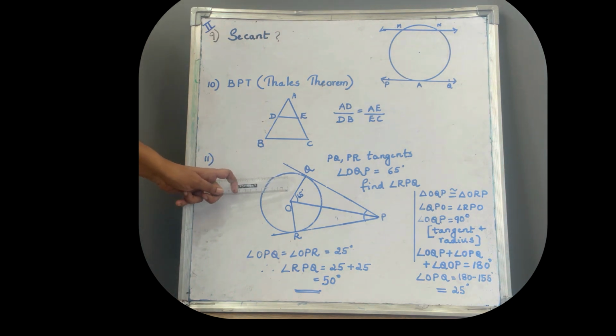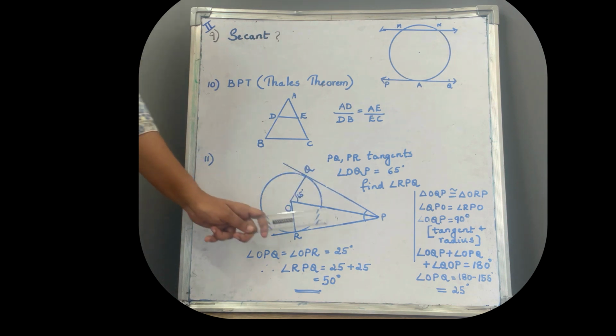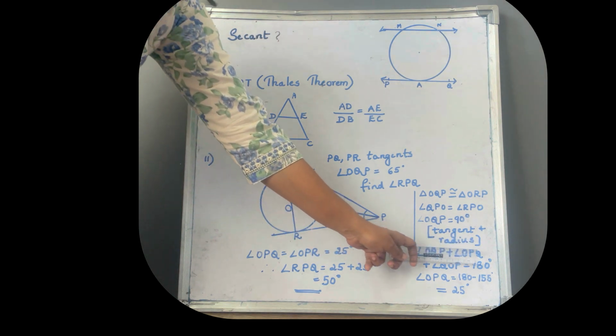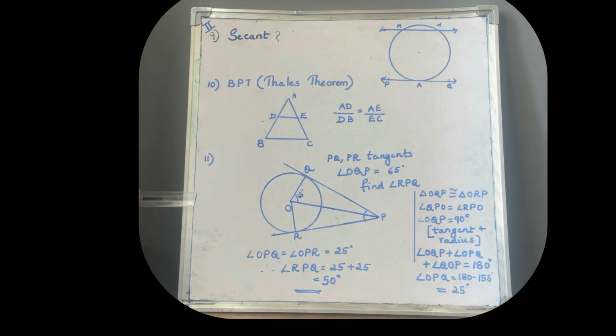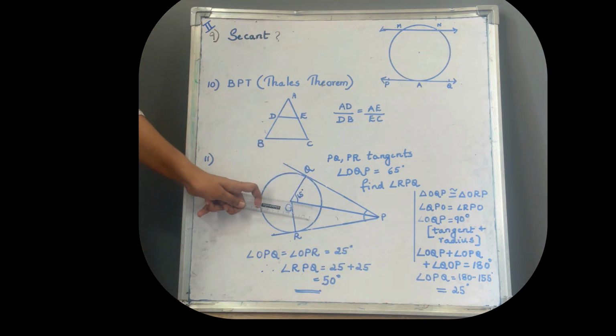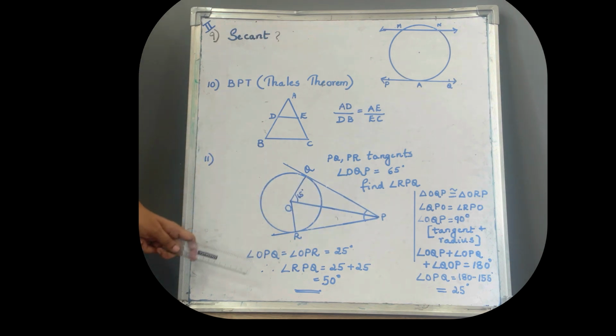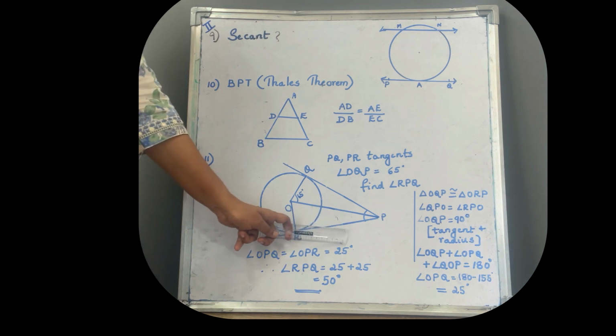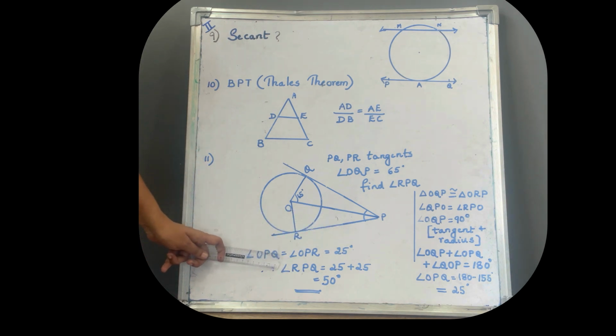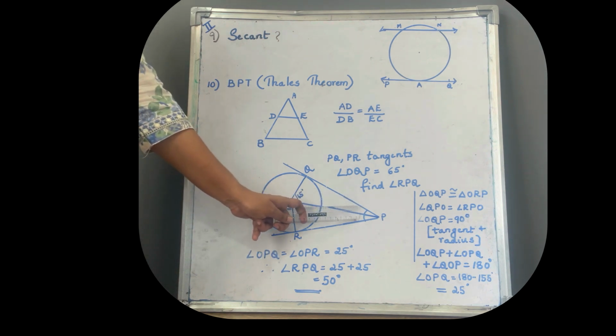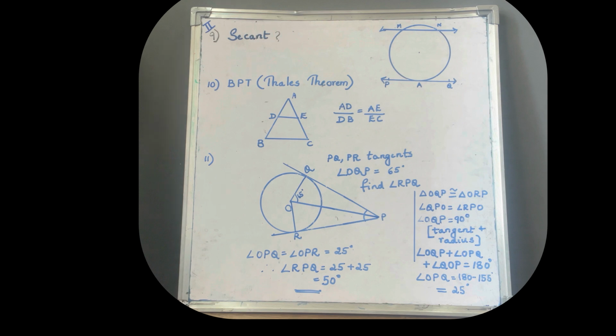Since OQP is 90 degree and QOP is 65 degree, angle QPO will be equal to 180 minus 155, which is 25 degree. But since these two triangles are congruent, angle QPO and angle RPO are the same. So, angle QPO and angle RPO is equal to 25 degree. Therefore, angle RPQ, which is the sum of these two small angles, will be equal to 50 degree.